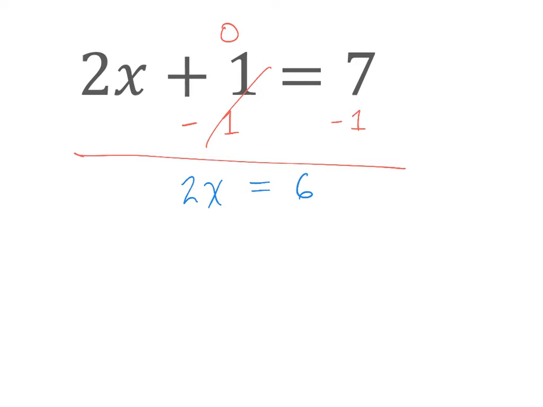And then of course we want to undo the multiplication of 2, and the inverse operation of multiplication is, of course, division. And notice that when we do 2 divided by 2, we get the multiplicative identity of 1, then 1 times x is just x, and that gives us x equals 3.